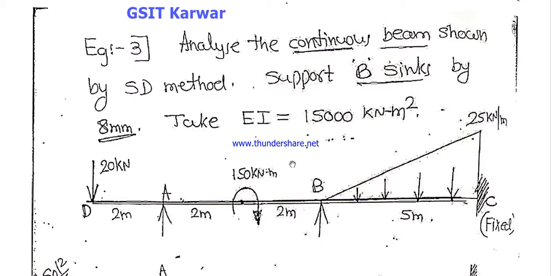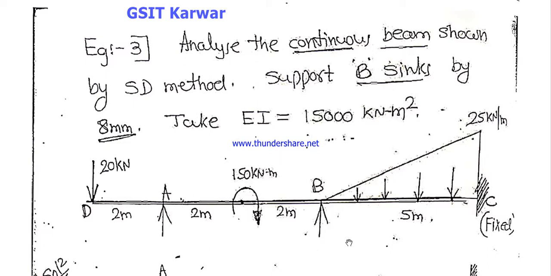Here, what is the difference between the last problem and this problem? Here, the sinking of support B is given. Sink means support B is settled 8 mm compared to the other two supports A and C. Support B is settled, or sunk, 8 mm. Okay, this is the problem.